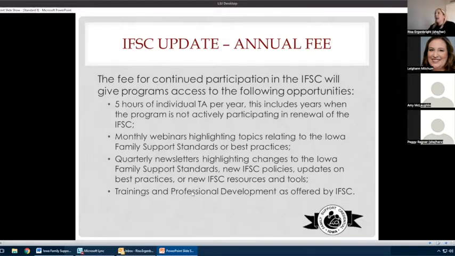As a continuing participant or a program that's credentialed by the Iowa Family Support Credential, we're changing some things a little bit. Before, you only got TA in the year leading up to a renewal or as you were working on your initial credential. But now you'll get 5 hours of individual TA per year, which would include years when you're not actively participating in the renewal, when you're not in that last year before renewal.